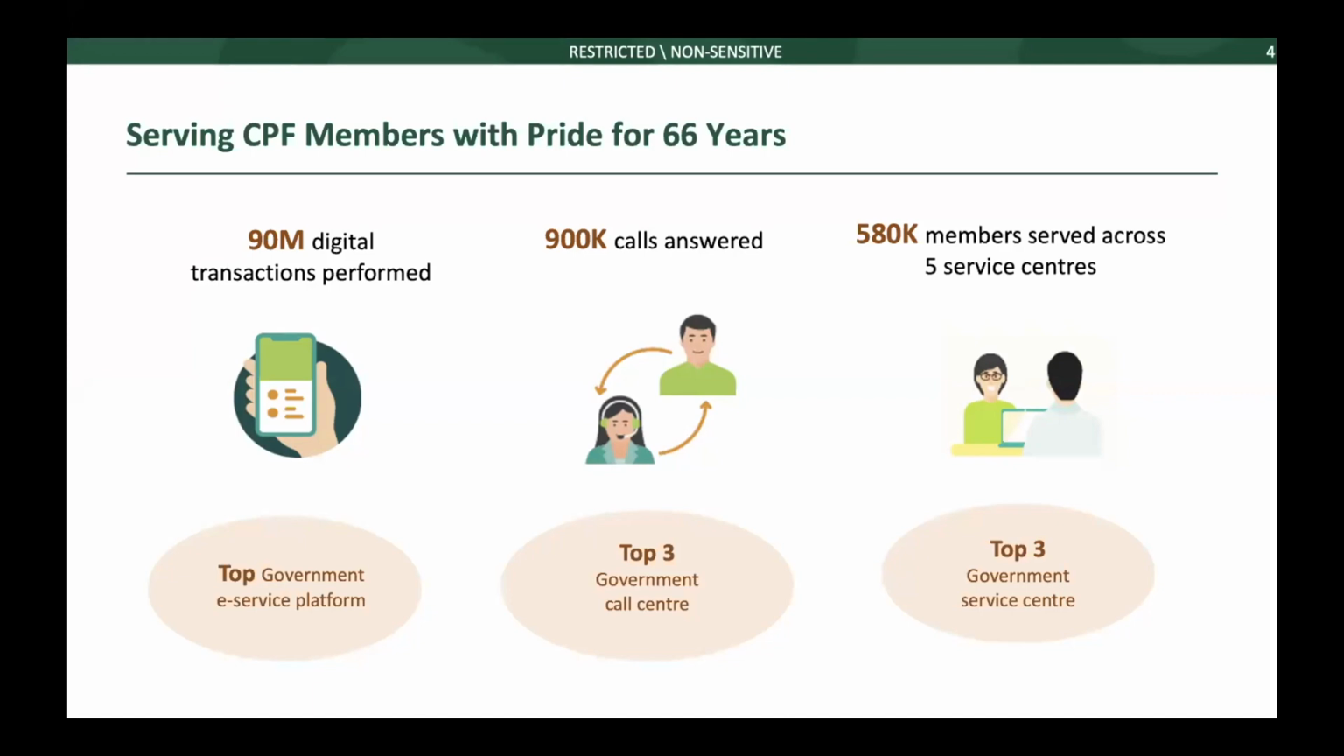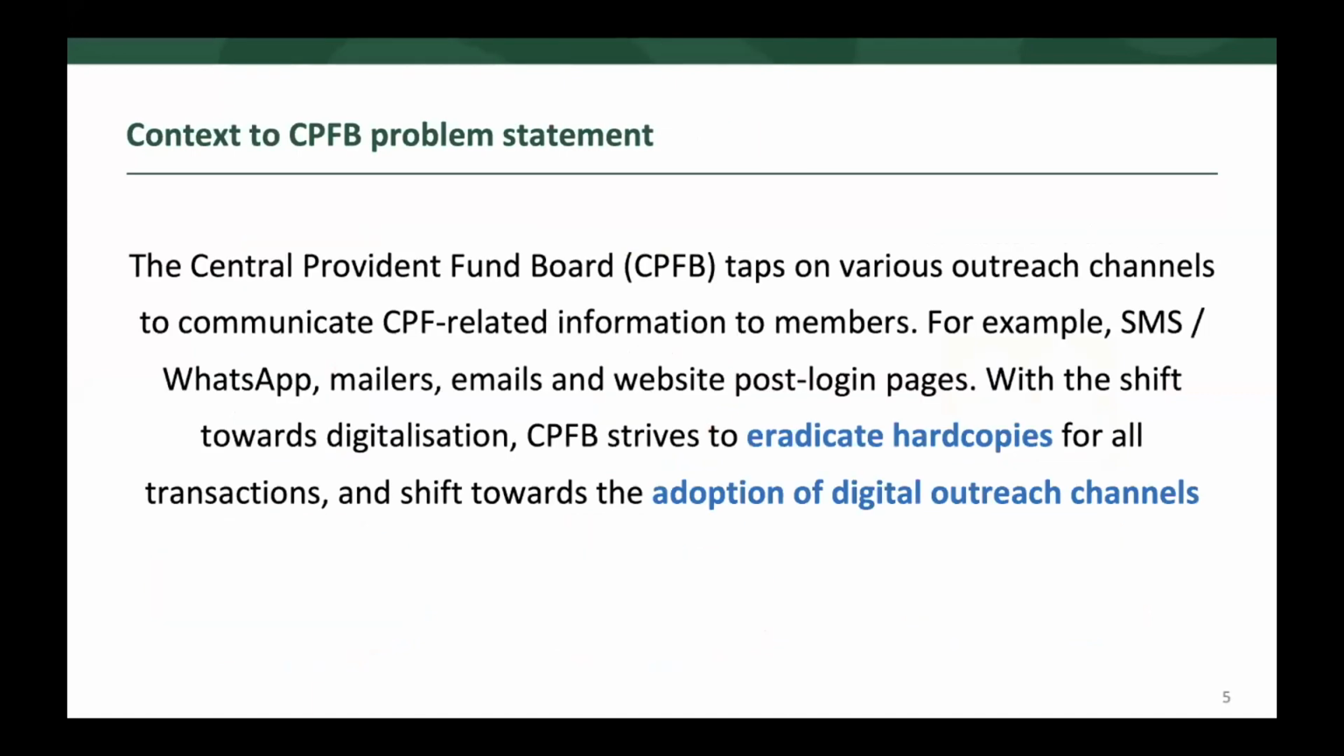So earlier on, we talked about the fact that our problem statement is really about how we want to have a human-centric digital solution for effective and meaningful communication. If you look at how CPF reaches out to our customers, we have a whole range of channels: WhatsApp, which we have been using as well, mailers, emails, and also, once you are logged in, a secure email facility within our website to enable us to transact and communicate with our customers.